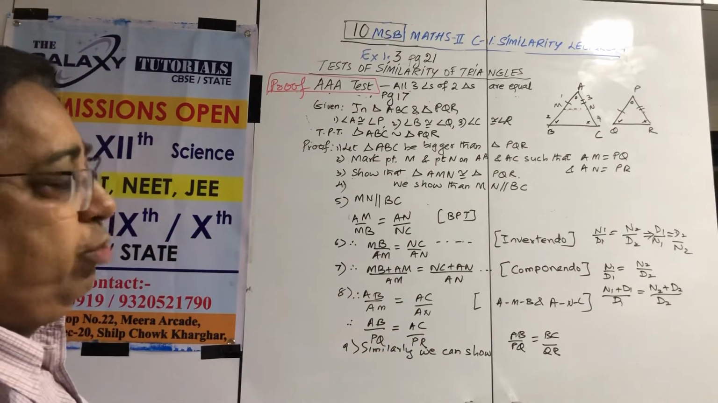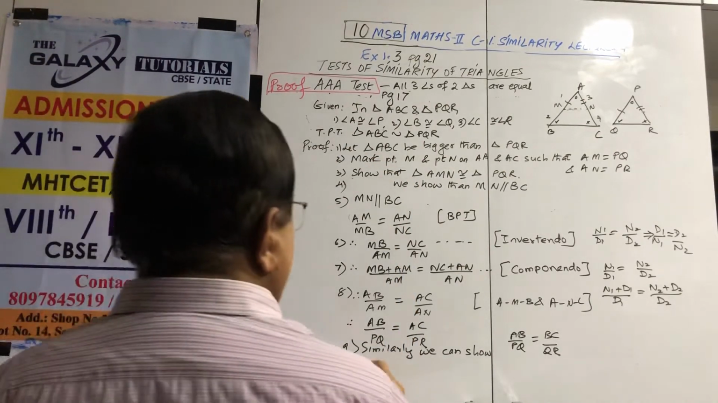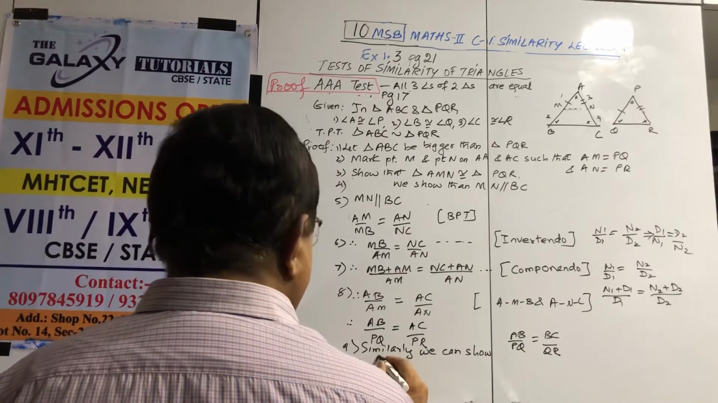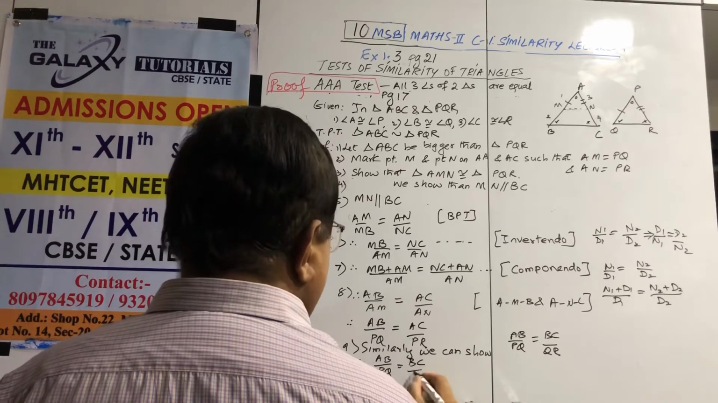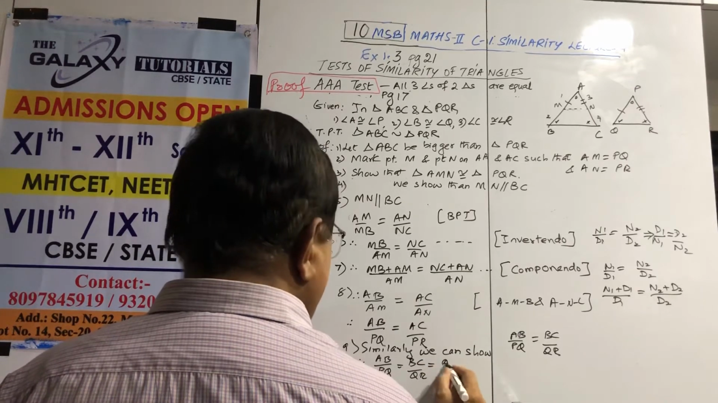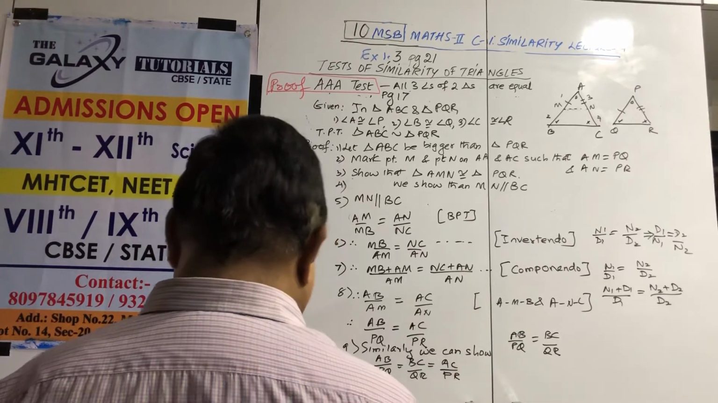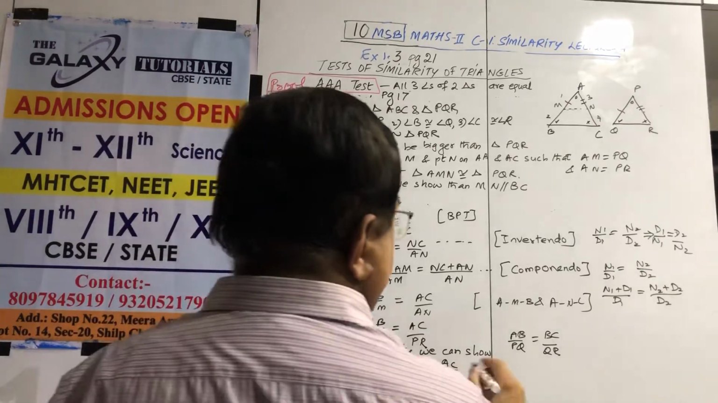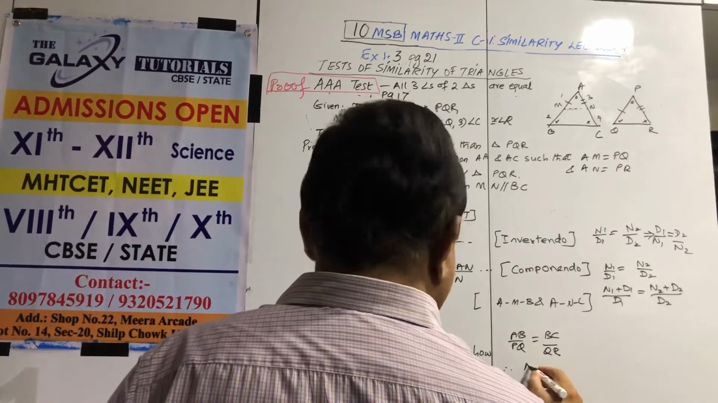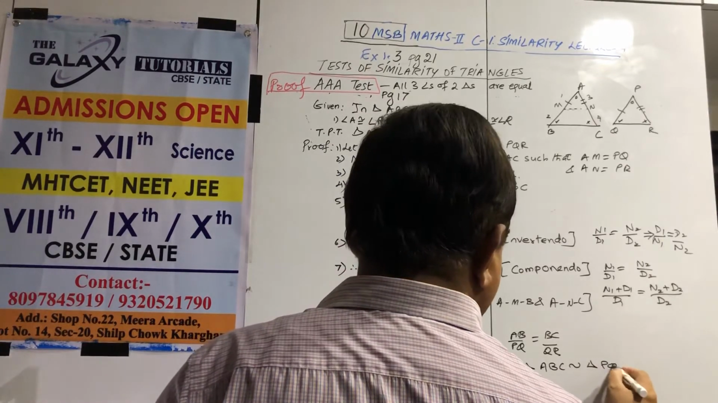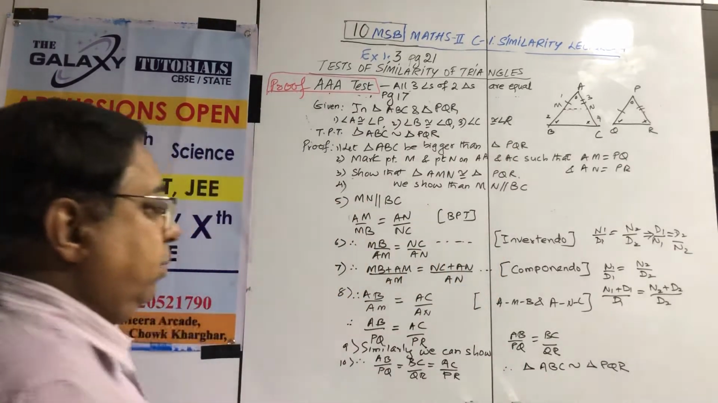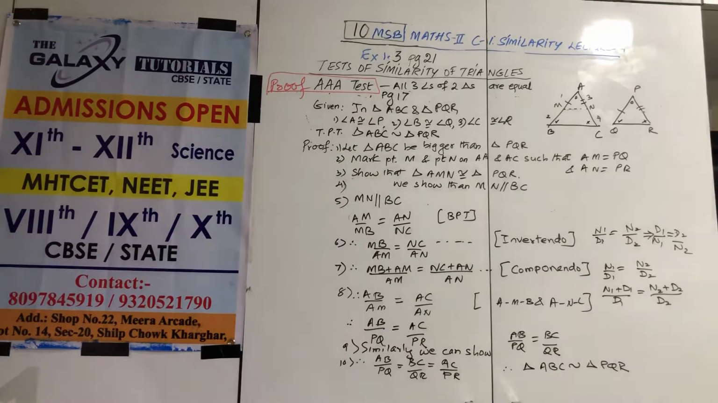By rotating the triangle, we can take the other two sides also. So we will get a conclusion: AB upon PQ is equal to BC upon QR is equal to AC upon PR. And because the three sides are in proportion, triangle ABC is similar to triangle PQR. So if the sides are in proportion, the triangle is similar.